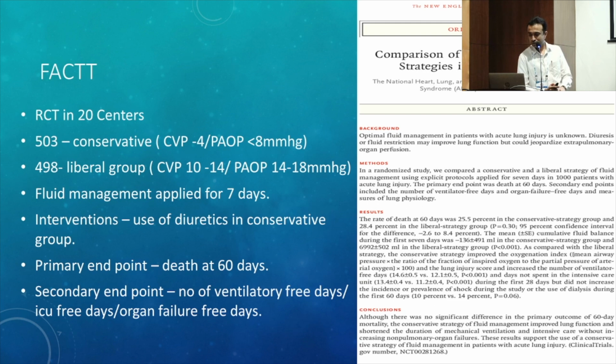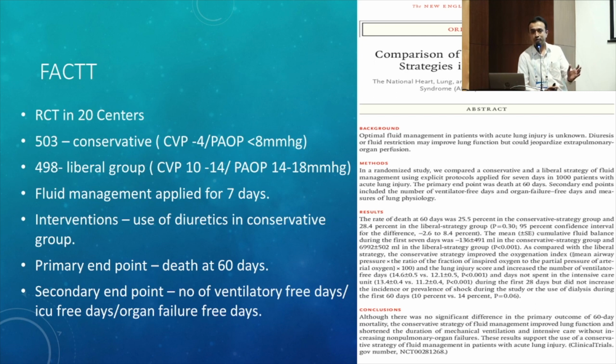So what is the evidence for this? There was a study called the FACTT trial. It was an RCT, which was done in 20 centers. There were two groups, one is the conservative group as well as the liberal group. The conservative group received less fluid. The targets were CVP of 4 or pulmonary artery occlusion pressure less than 8. And in the liberal group, they received a good amount of fluids with a CVP of 10 to 14 and pulmonary artery occlusion pressure of 14 to 18.